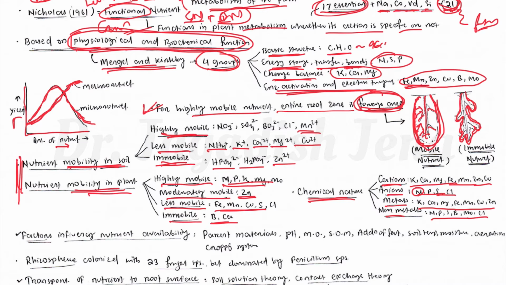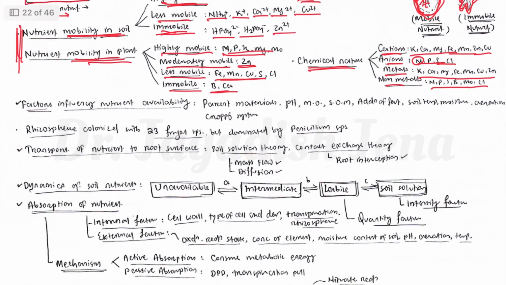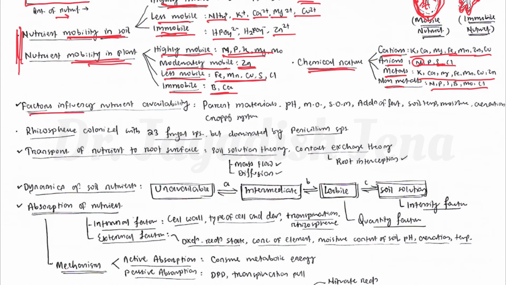Now, what are the factors affecting nutrient availability in the soil? What are the factors influencing the nutrient availability in the soil? There are many factors that affect directly or indirectly the nutrient availability in the soil. One is parent material. Based on the parent material, which nutrient will be more and which is less depends on the parent material, because parent material is the ultimate source from where nutrient is released. Then pH, mostly the micronutrients and phosphorus are influenced by soil pH.